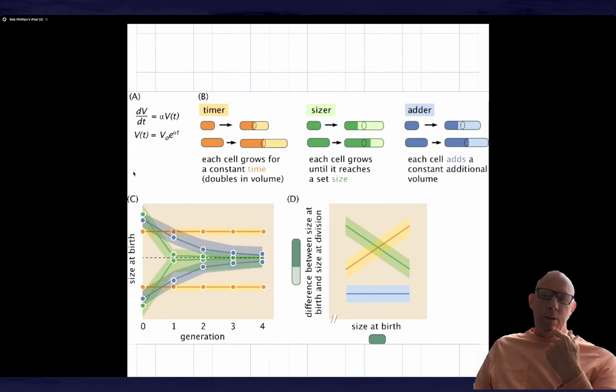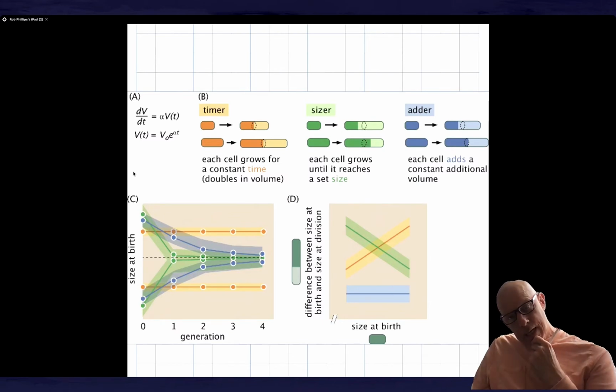What's shown on the left at the bottom is basically just a demonstration of what these models will do over generations, in terms of trying to understand the time evolution if you start off wrong in terms of the volume.